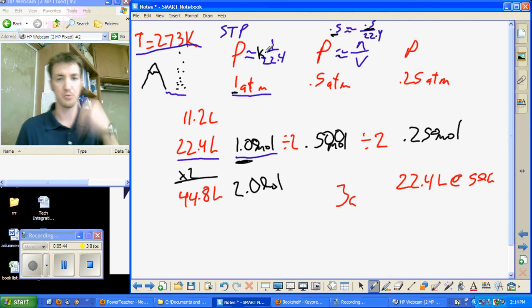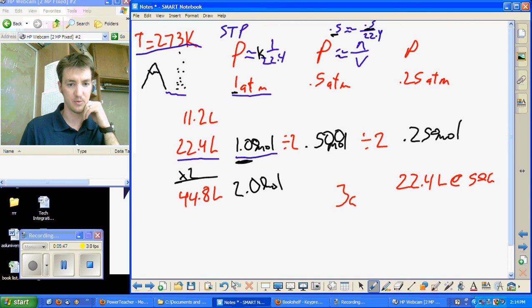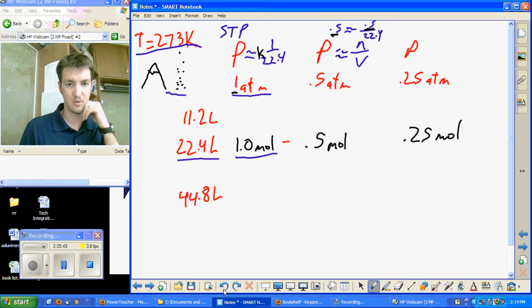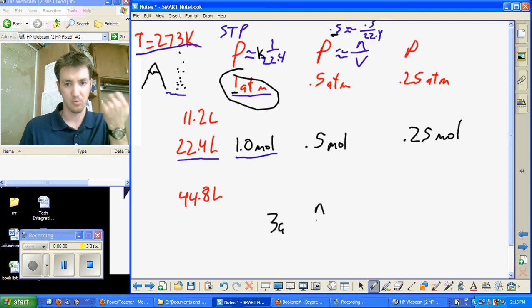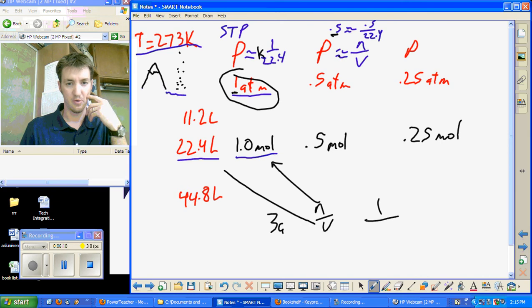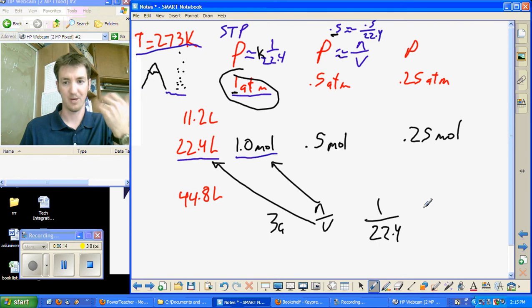So, which one of these is the one at sea level? Let's get rid of some of the rest of the stuff. So we can see, alright, the one at sea level is the one with a pressure of 1 atmosphere. That's what sea level is. So, on 3A, they want to know, what's the N over V? What's the number density? So, number of moles is 1. The volume is 22.4. So, you calculate that up, that equals the number density.